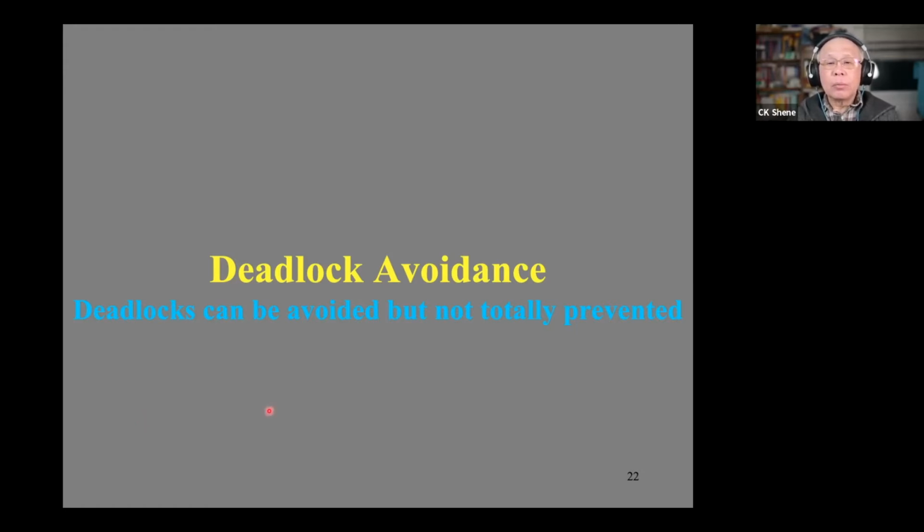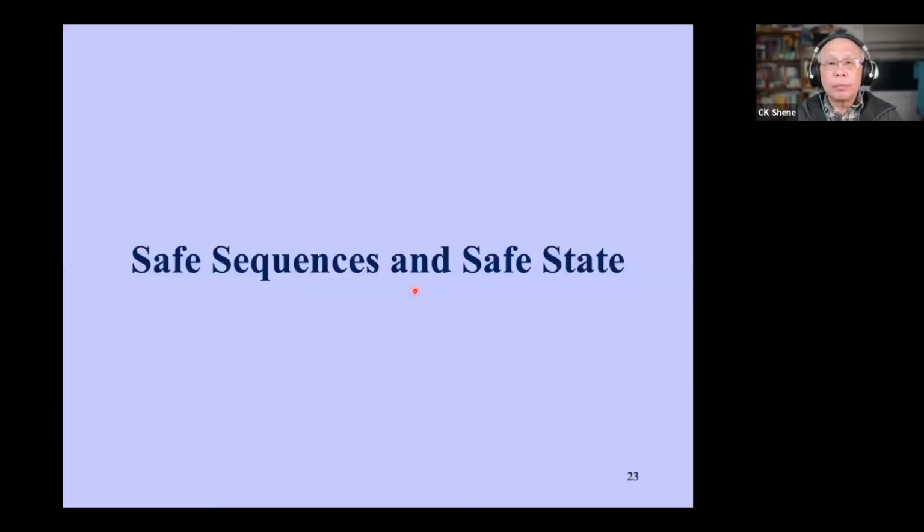This algorithm will guarantee deadlock will never happen. So deadlock avoidance means we do not explicitly prevent it from happening. Instead, we design an algorithm. A process must go through it before it can get the resource. The key concept in the design of a deadlock avoidance algorithm are safe sequences and a safe state.